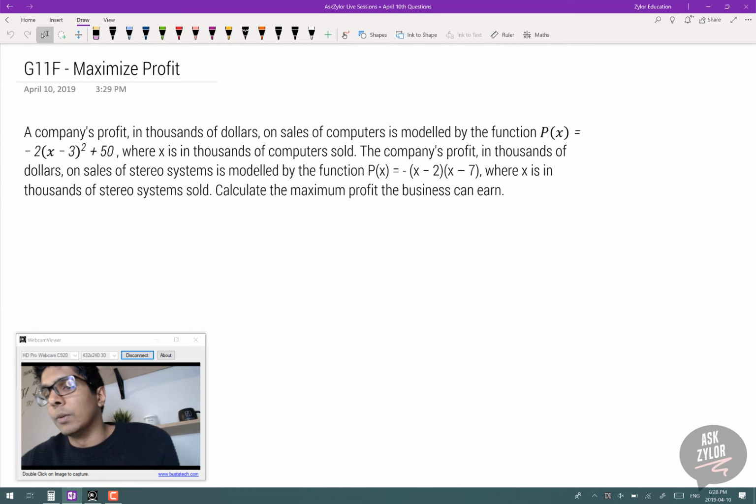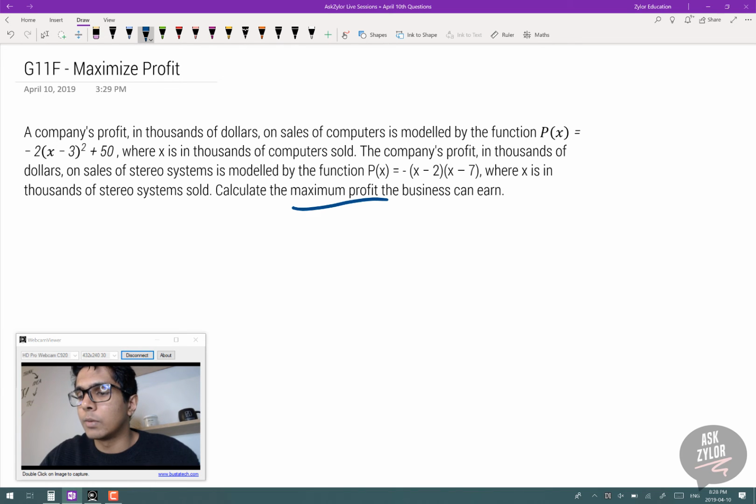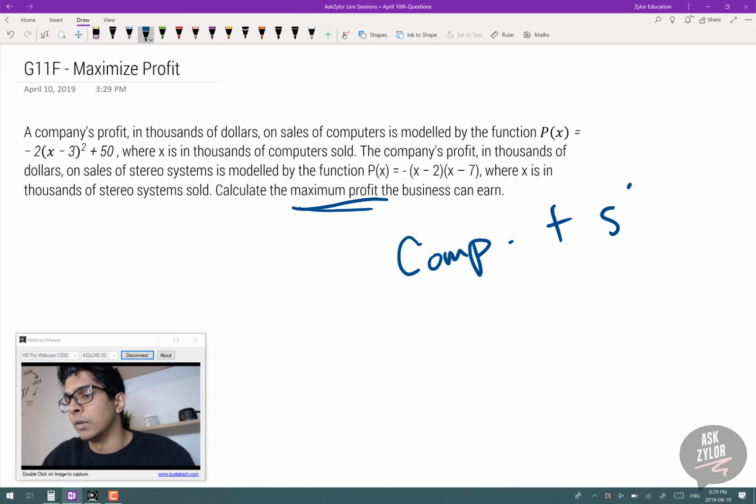Functions question, which is asking me to maximize the profit. A company's profit in thousands of dollars on sales of computers is modeled by one function, P of x, where x is thousands of computers sold. The company's profit in thousands of dollars on sales of stereo systems is modeled by another function, where x is thousands of stereo systems sold. We're asked to find the maximum profit for the business in total. So we have to consider the computers and the stereos.